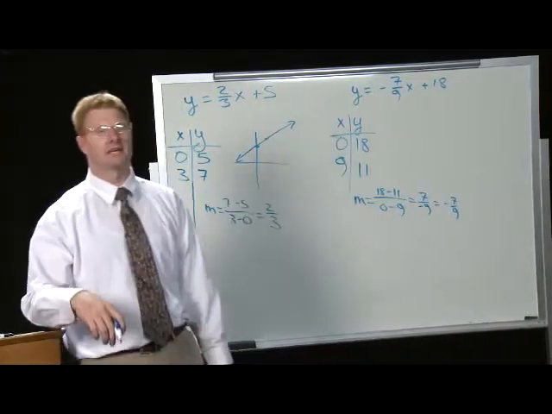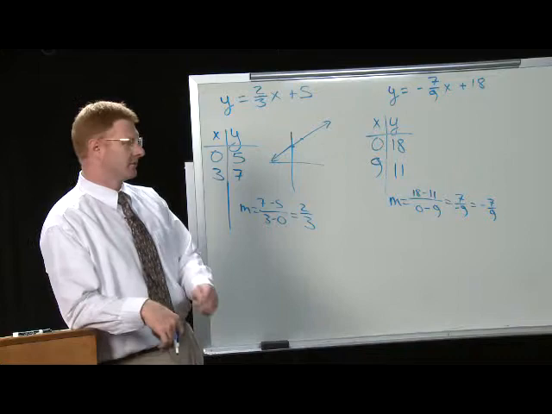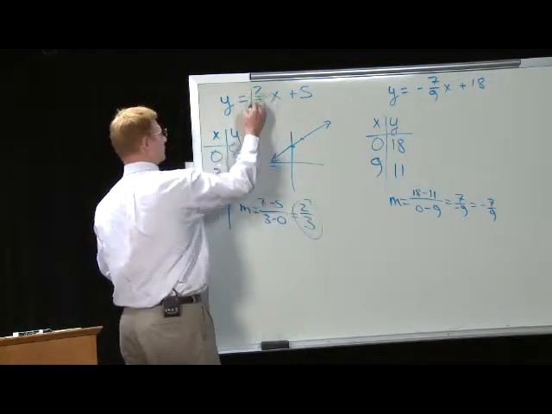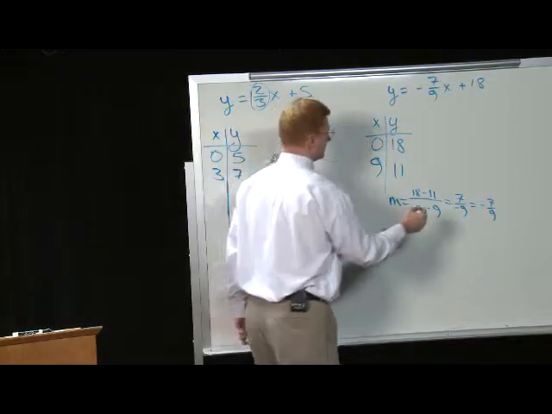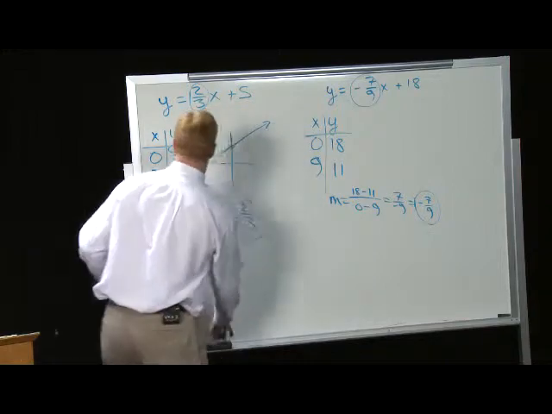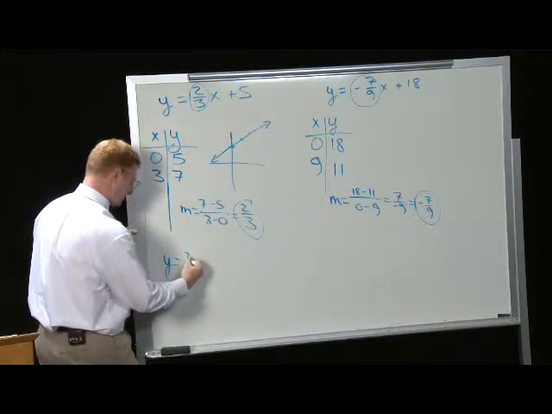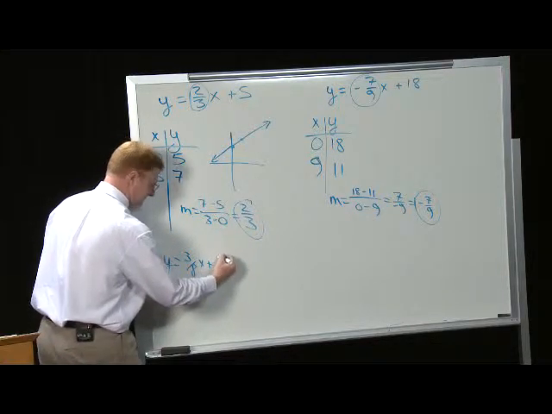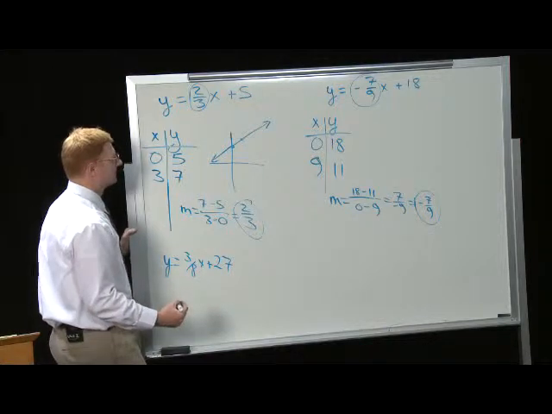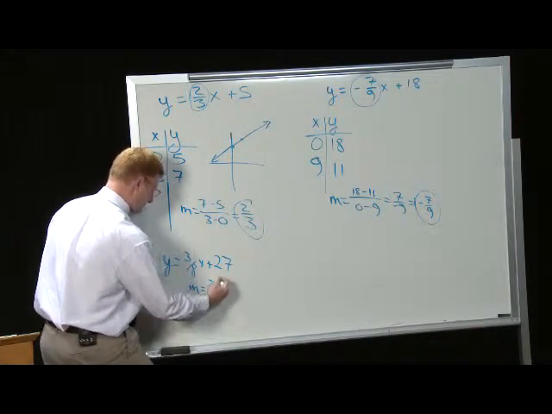Now, we could do this over and over. And some of you will think, I think I see a pattern. 2/3, 2/3. Negative 7/9, negative 7/9. Is it possible that we could skip this whole thing and I give you this? Y equals 3/8 x plus 27. Could you give me the slope of that? You're like, well, if that pattern holds in the slope, it's going to be 3/8.